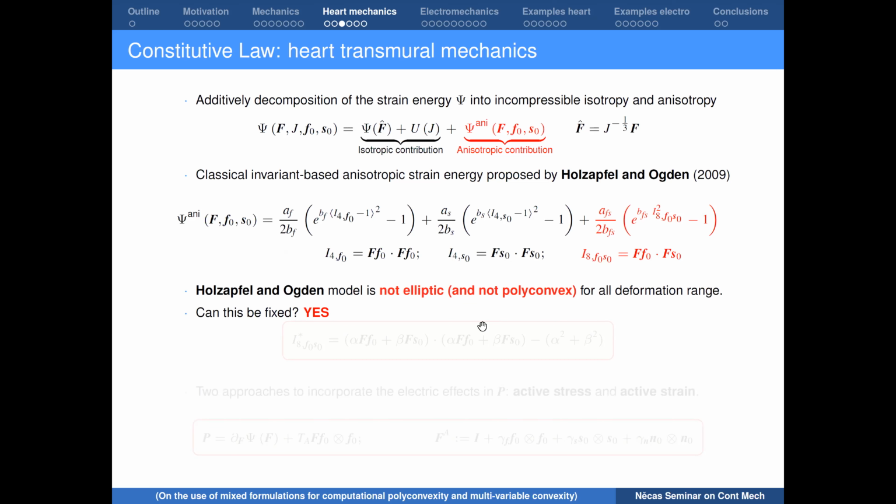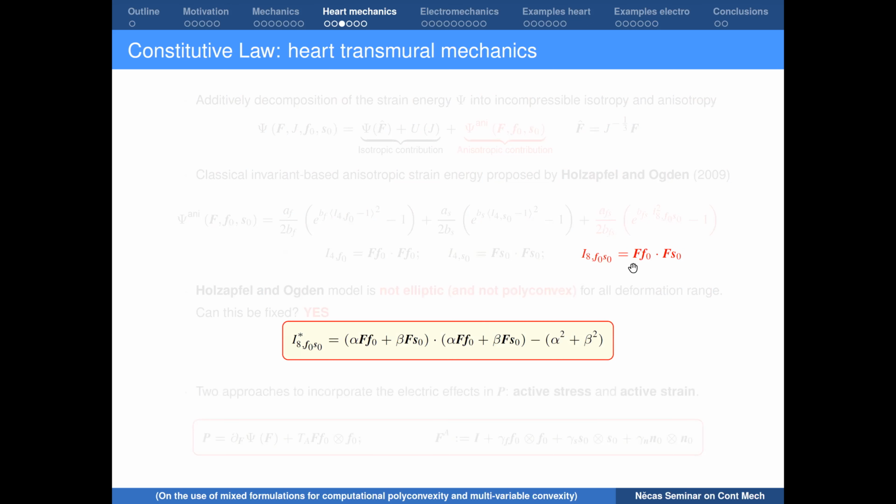And the only thing that we do is basically this. So we replace this invariant with this other invariant, okay? This invariant, in terms of alpha and beta, which are two dimensionless material parameters, is such that it guarantees it is polyconvex, hence it is going to be elliptic. So this is a very nice polyconvex regularization that we introduced.